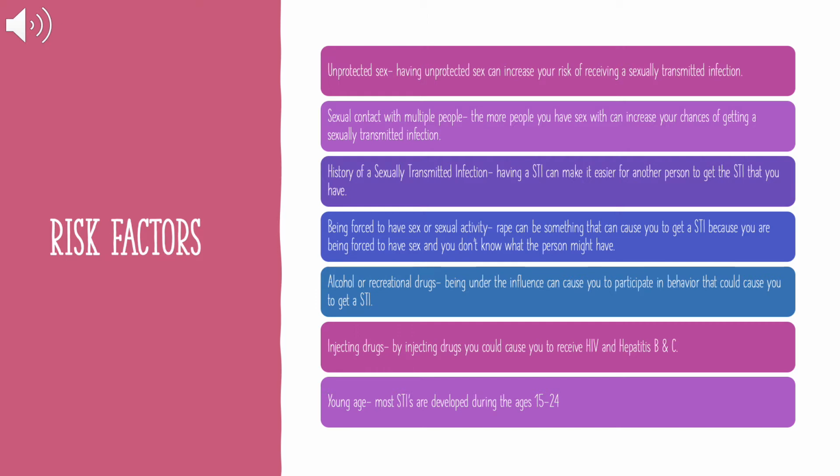And injecting drugs, heroin, stuff like that. By injecting drugs, you need a needle. And a lot of times people are reusing needles, that's a leading cause of HIV and hepatitis B and C, because a lot of times those needles aren't cleaned and people are just using them over and over again.